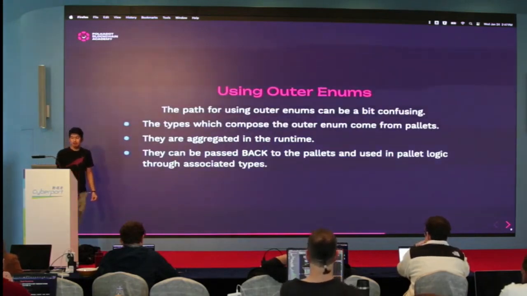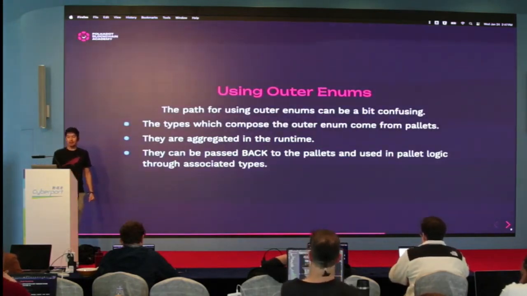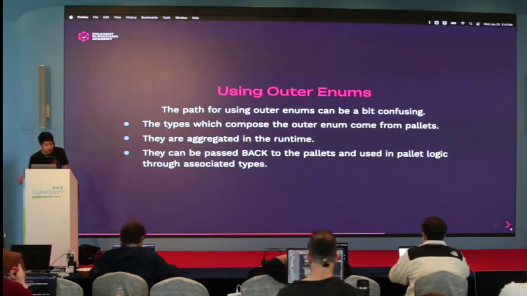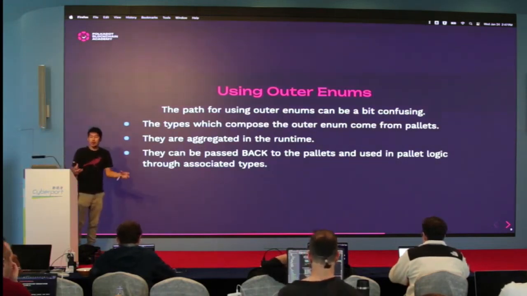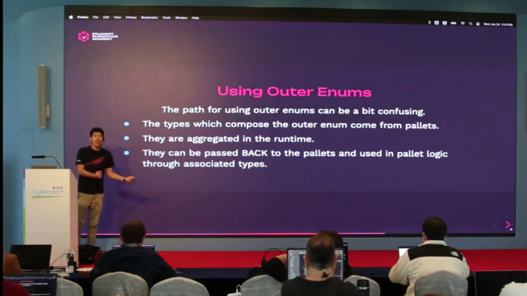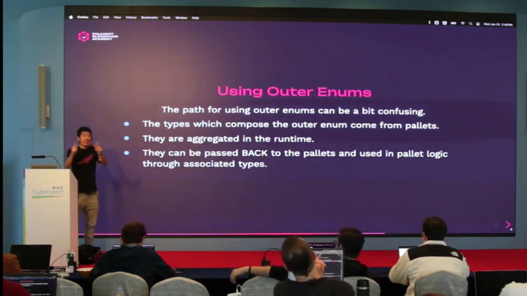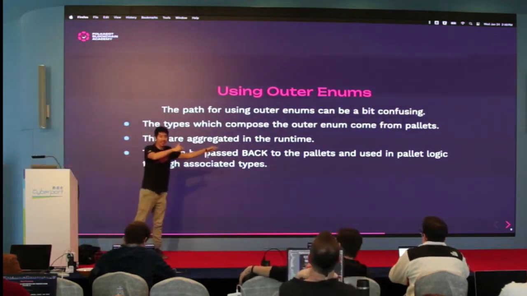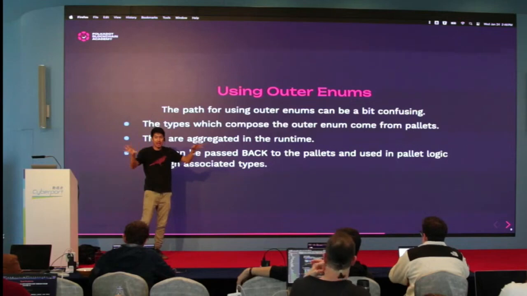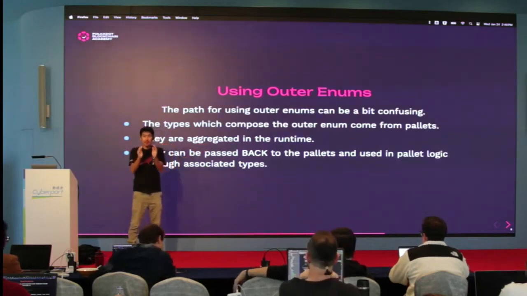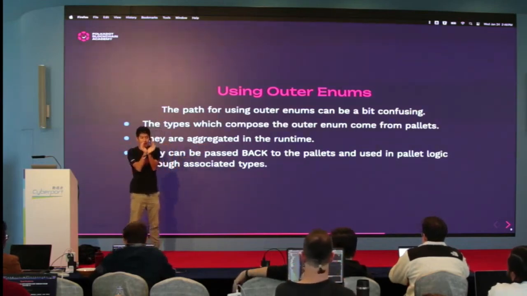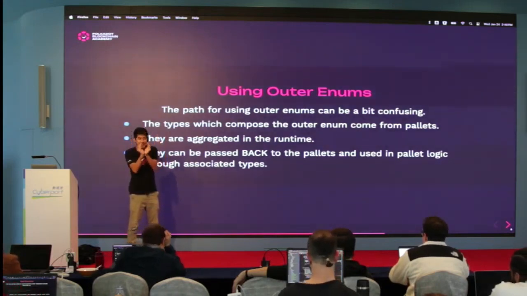Using outer enums. So the path for using outer enums can be a little bit confusing, right? The types which compose the outer enum come from the palettes. They are aggregated back in the runtime, and they can be passed back to the palette. That's some of the stuff I've been trying to show you, and it's kind of like dancing around. Let me say this again. There's a type in the palette, right? Let's say there's an error in the palette, an error enum. Somewhere, let me say event, because that's easier. There's an event enum in the palette, right?